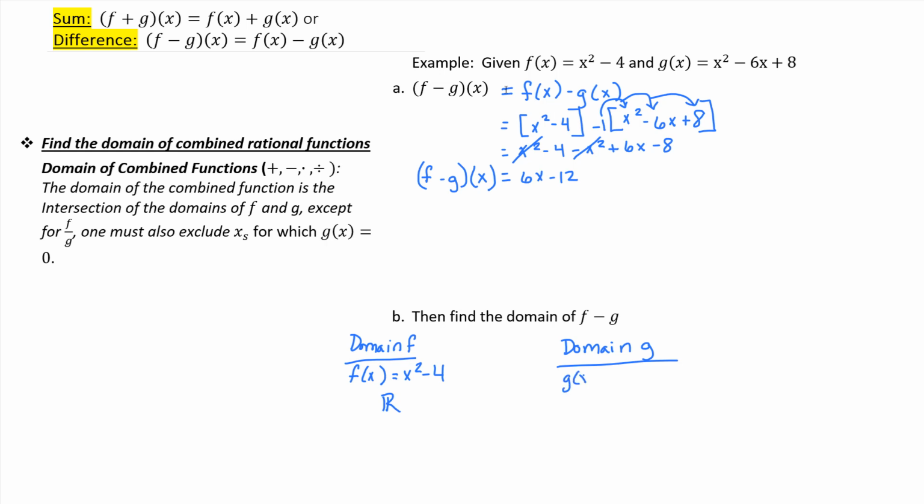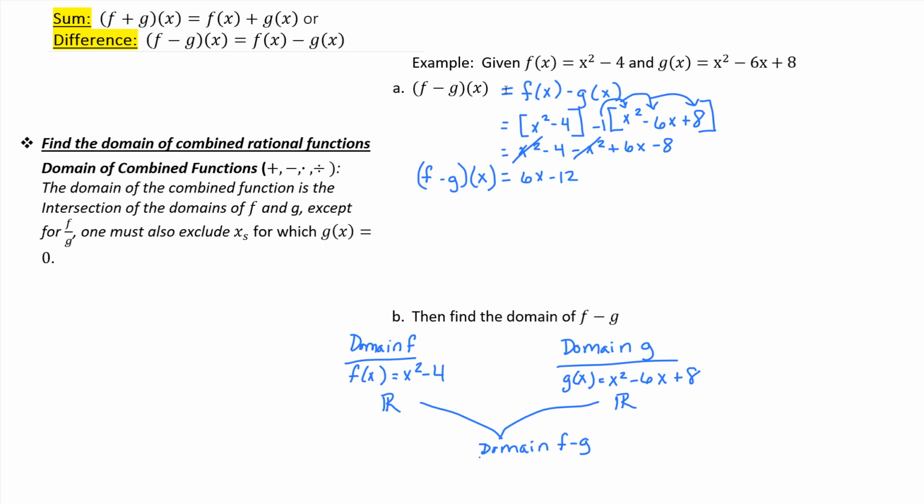You have g of x equals a quadratic, x squared minus 6x plus 8. And no matter what, if you square and then you multiply by a negative 6 and combine and then add 8, you're still getting a real number back. So because any polynomial, you'll always get real numbers for the domain. So the intersection of those two, the domain of f and the domain of g, is our domain of f minus g, which is what we're trying to figure out.